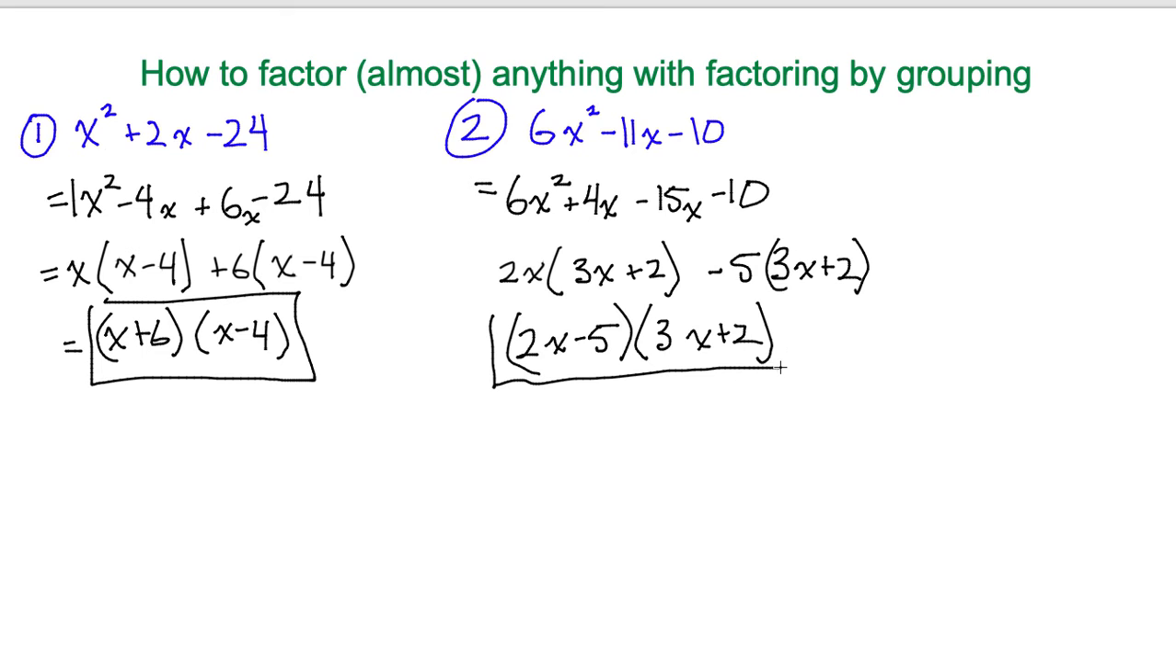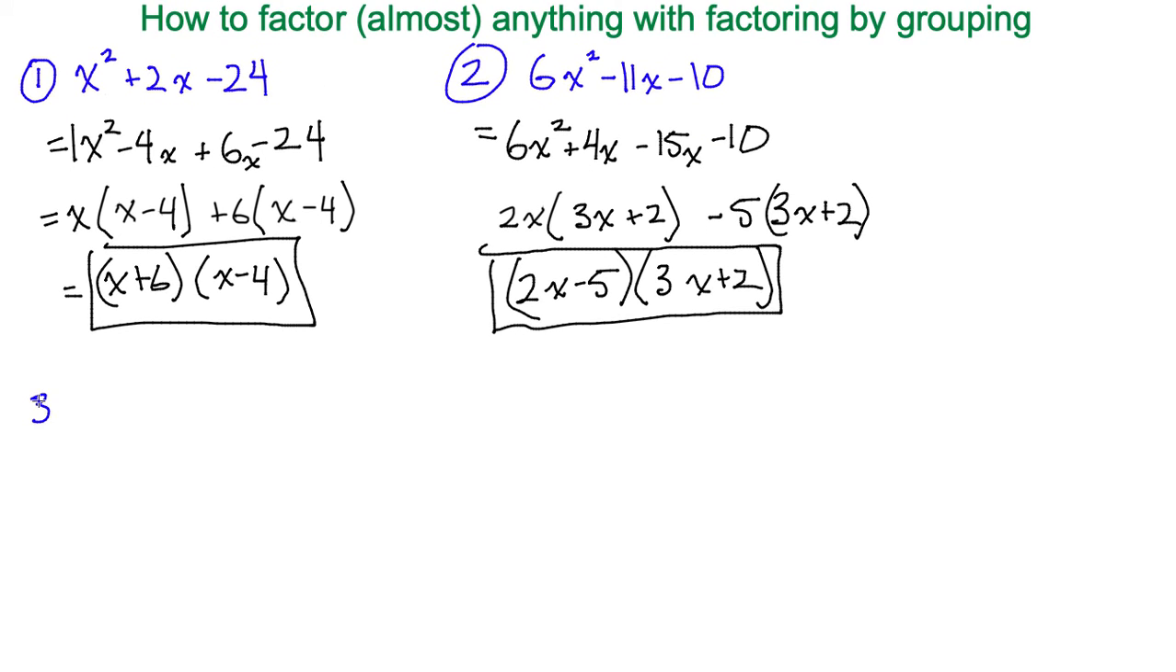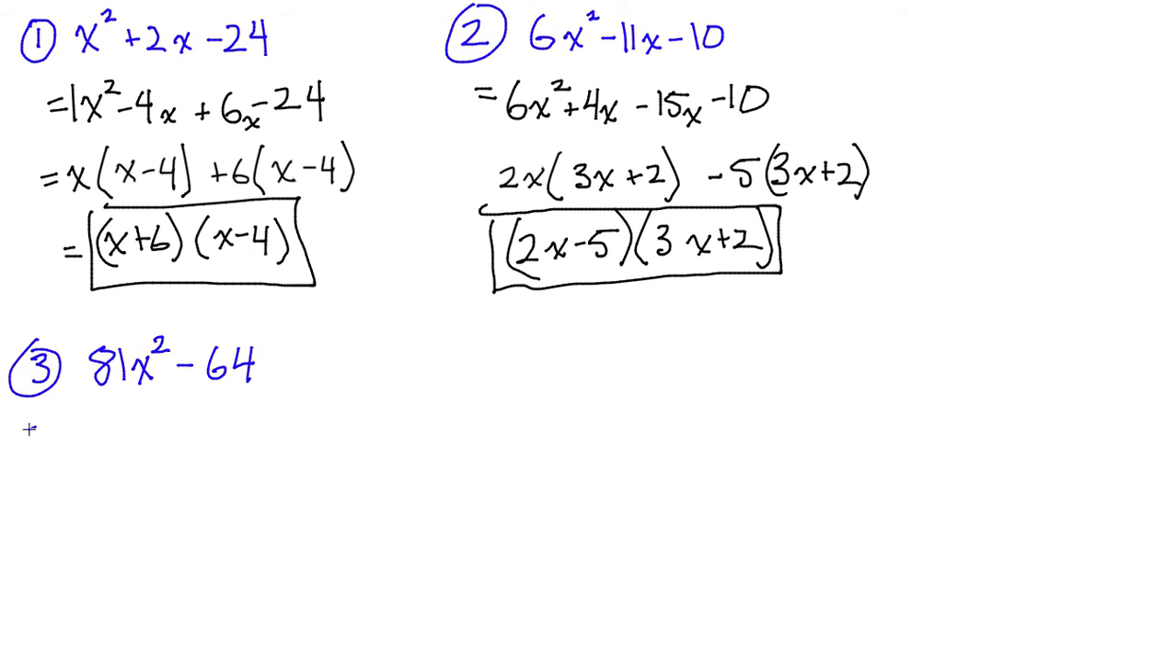Advanced Ninja Star. Cool. Let's see difference of squares. So in number 3, a difference of squares would look like this. Let's try kind of a hard one: 81x to the power of 2 minus 64. Obviously they're both squares. How do I do this? Again, you pull them apart.